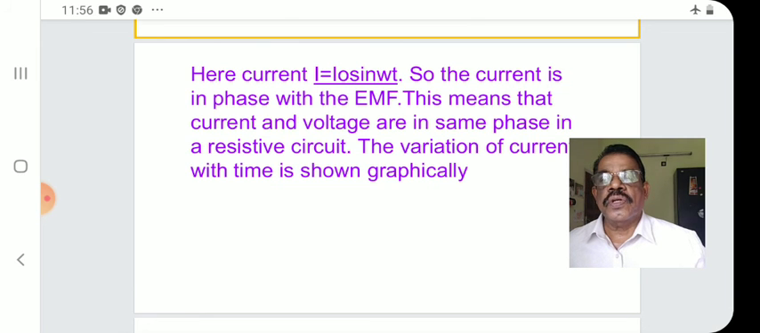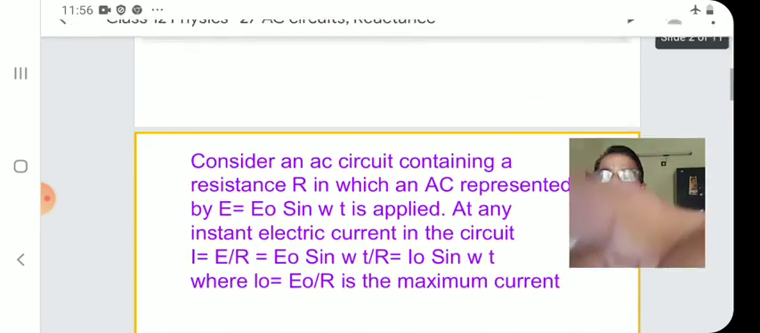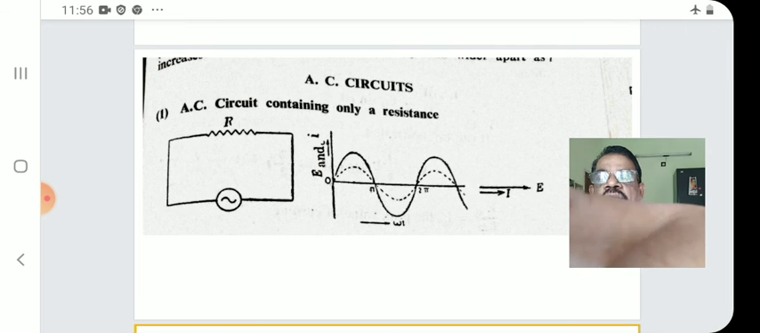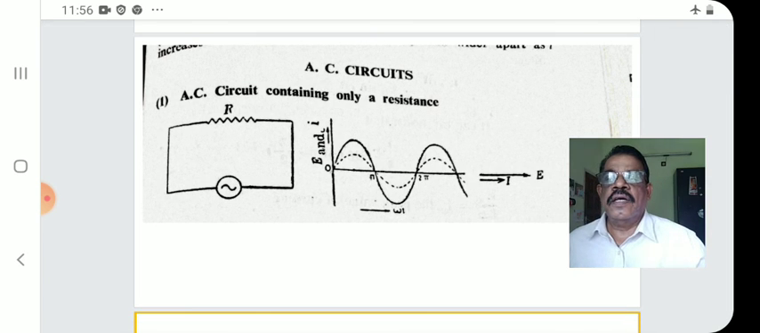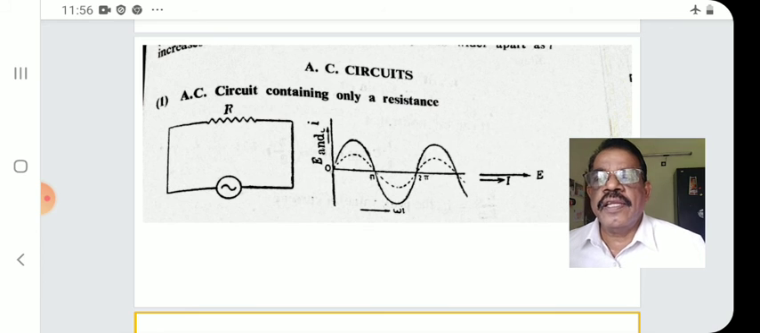In a resistive circuit, the variation of current with time is shown graphically. That's a graph. You look here, AC is represented by a sine curve. Voltage is represented by a sine curve of continuous line, and current is also represented by a sine curve and it is a dotted line. Both are maximum at the same time. Both are zero at the same time. So we say the current and voltage are in phase.